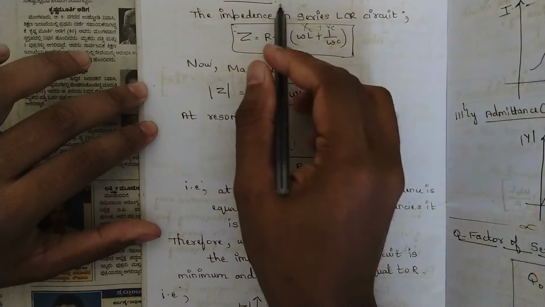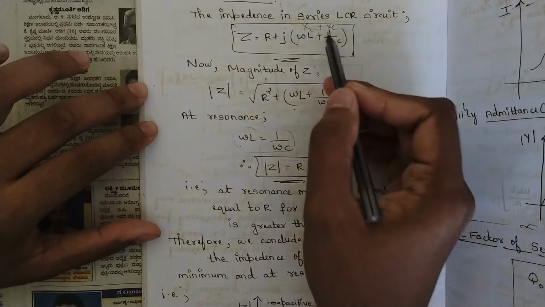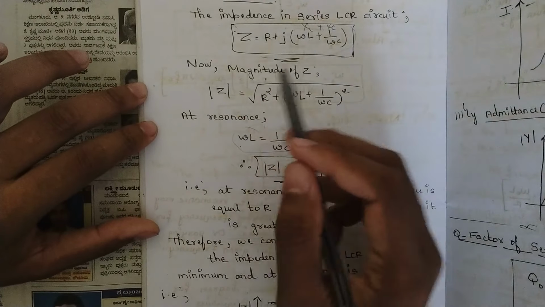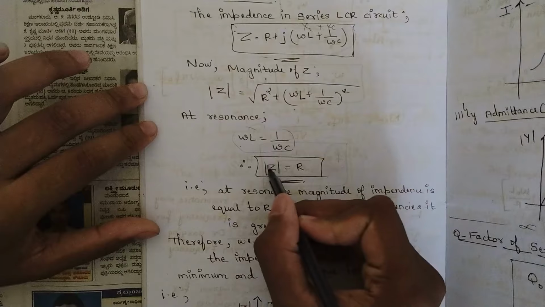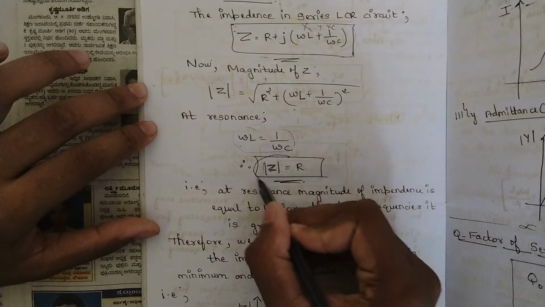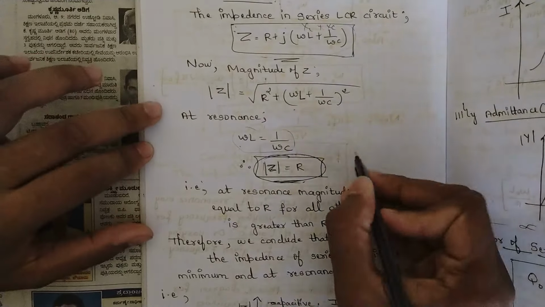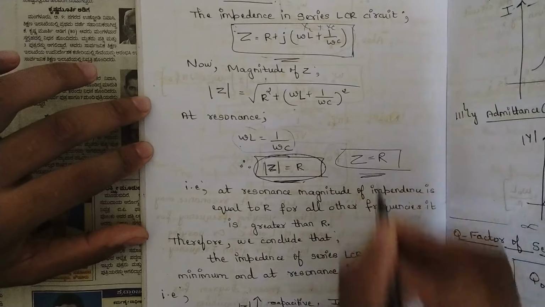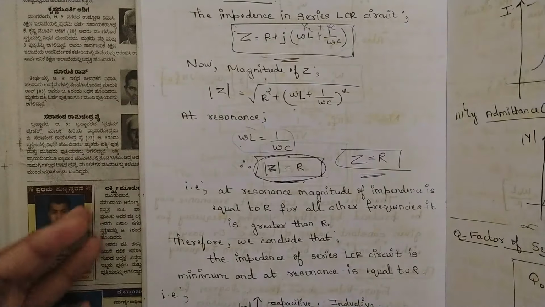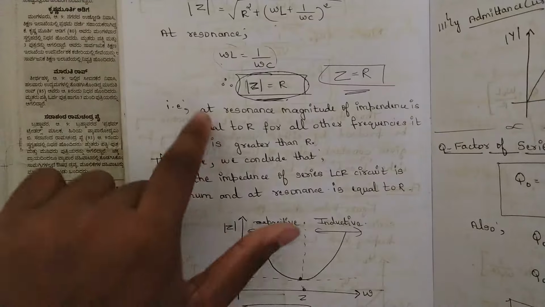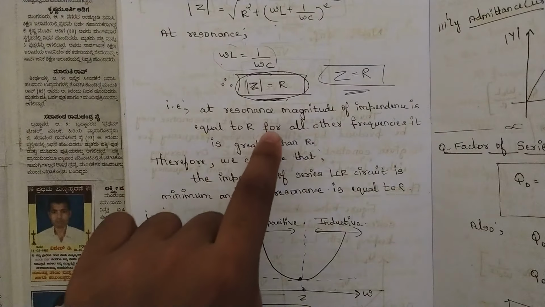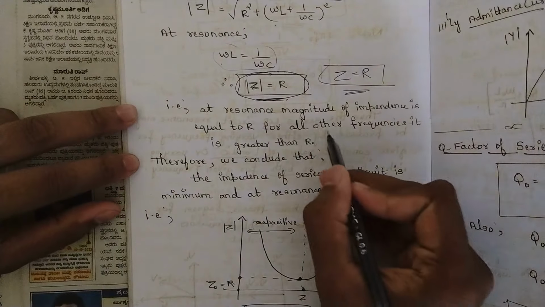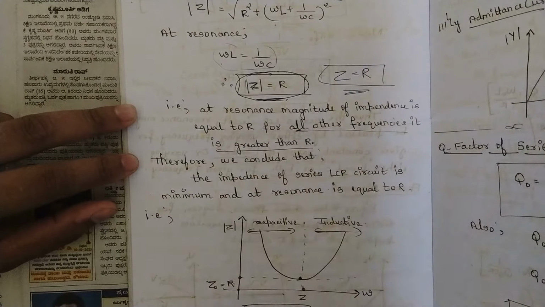So at resonance, the impedance in a series LCR circuit is given like this. If we take its magnitude, we get the magnitude of Z is equal to the resistive part. One more conclusion is that Z is equal to R whenever the circuit is at resonance. Keep that in mind. So at resonance, the magnitude of impedance is equal to R. For all other frequencies, it is strictly greater than R.